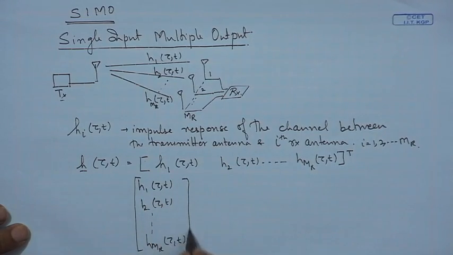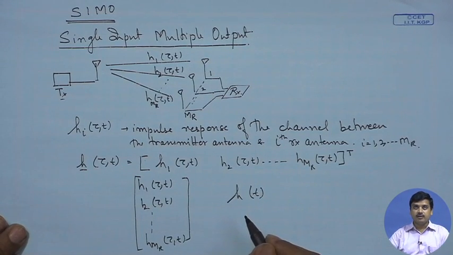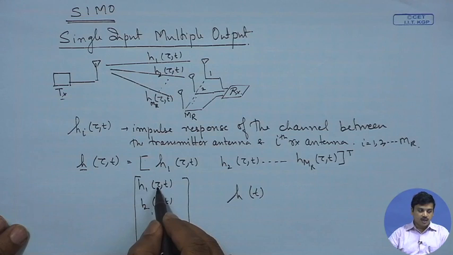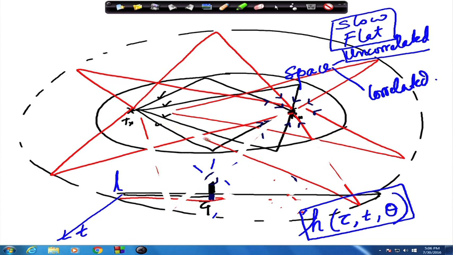Although we are writing it in this way as tau comma t, most of the time we will be interested in talking about h of t, because we will assume flat fading. Flat fading would mean that all the multipaths are at the same point. That means in this particular picture, the red color is not present. That means only the black is present. So only tau 1 is present. So all the delays, these are not present. Only the black paths are present. So if you could imagine that, that is the flat fading.